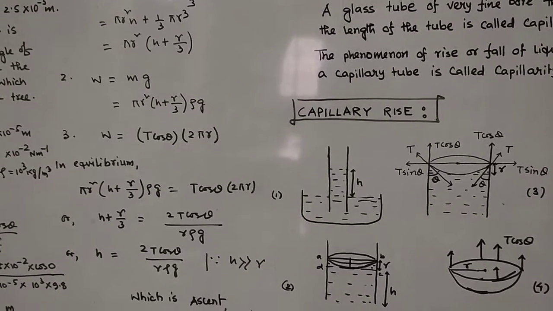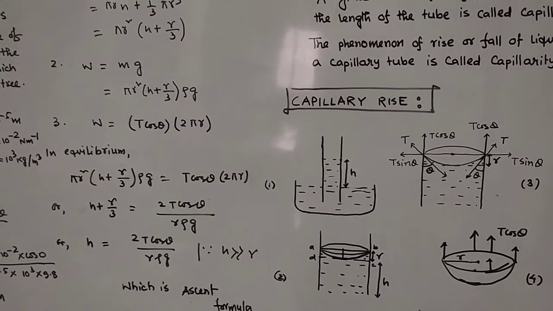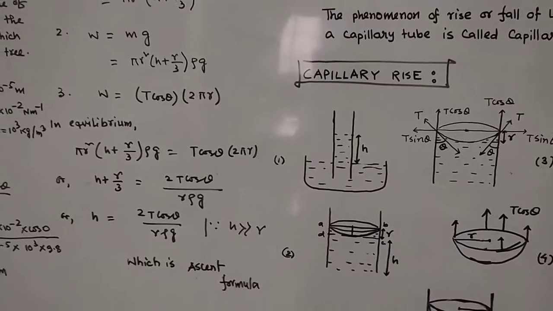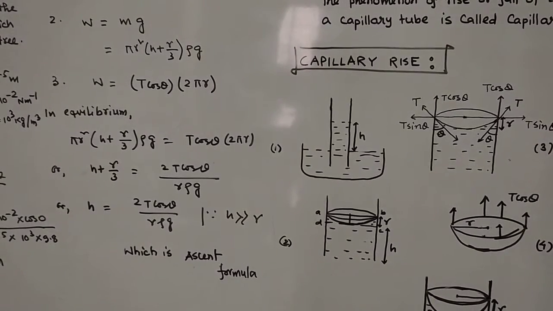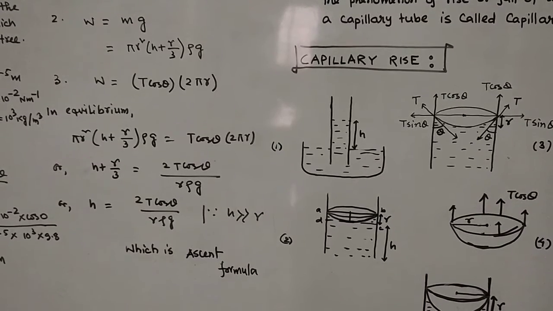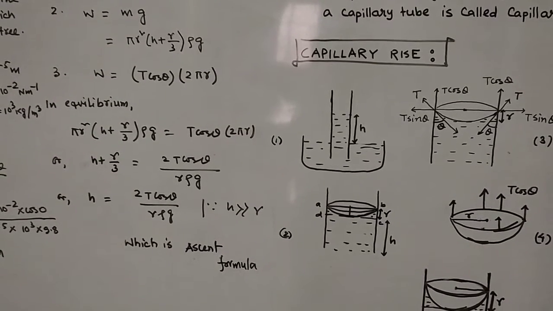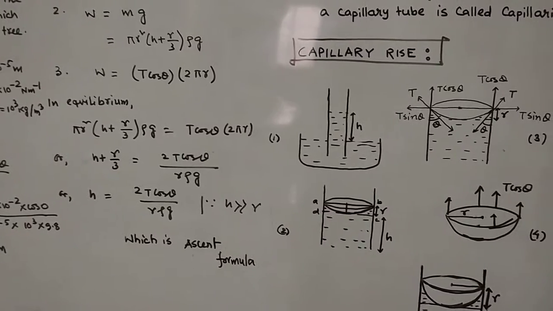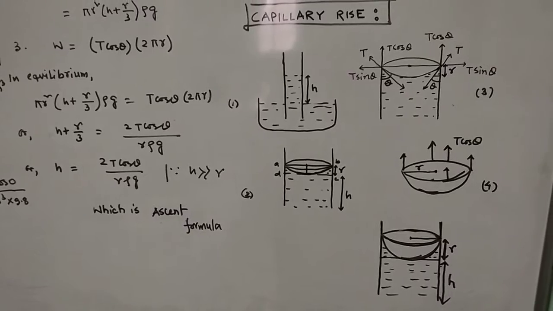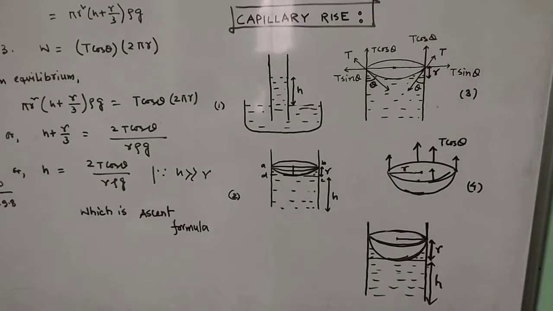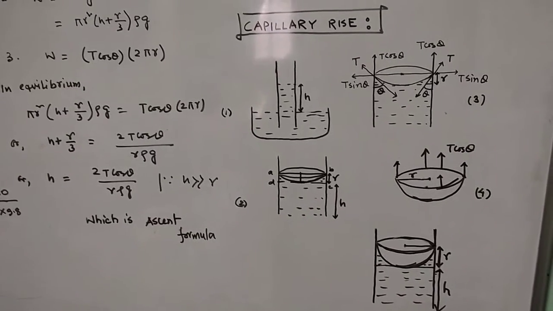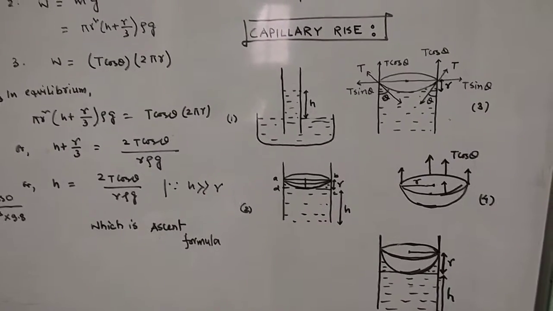Now in equilibrium, what will happen? Pi r square into h plus r by 3 into rho g equals T cos theta into 2 pi r. On simplification you will get h plus r by 3 equals 2T cos theta by r rho g. Now if h is very much greater than r, then h equals 2T cos theta by r rho g, and this formula is known as the ascent formula. Sometimes in exams it is asked to define the expression for the rise of liquid inside the capillary tube, and in that case you have to write h equals 2T cos theta by r rho g.